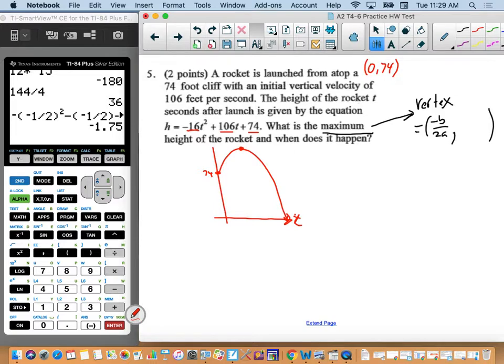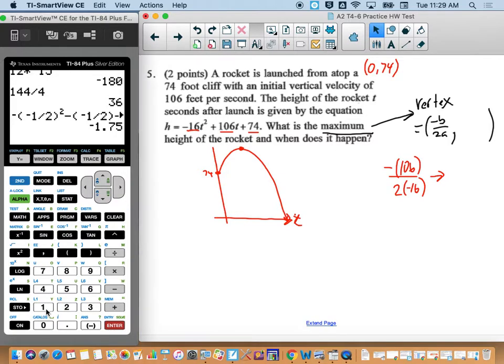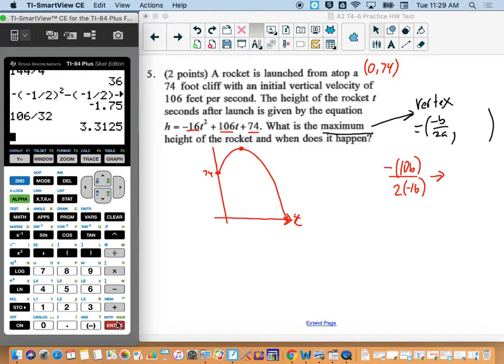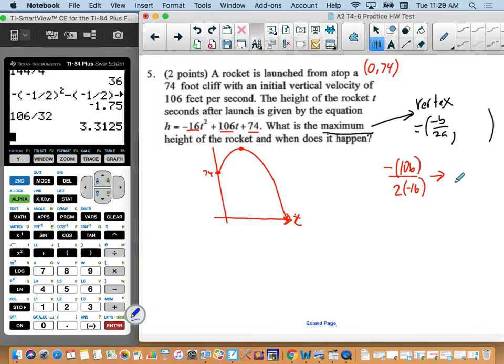So we need to find negative b over 2a. So that would end up being 106 over 32, because 2 times 16 is 32, and they're both negative, so the negatives cancel. So that's the time, 3.3125 seconds. That's our x-coordinate.